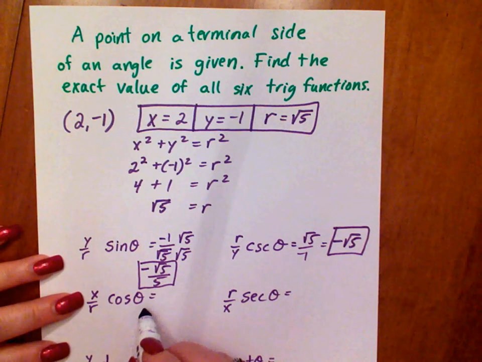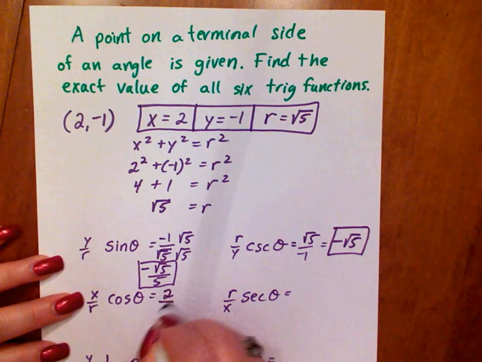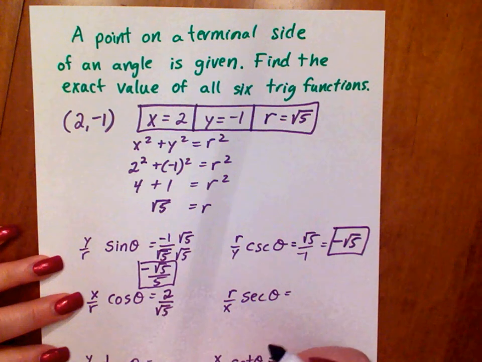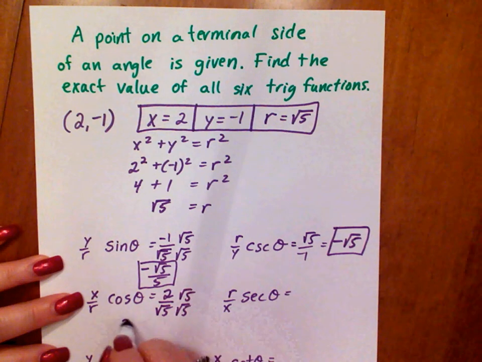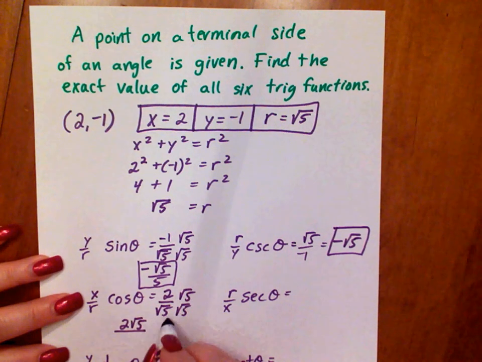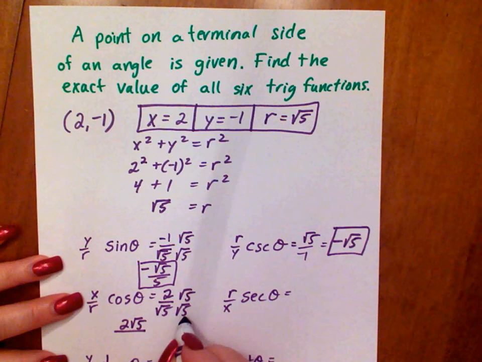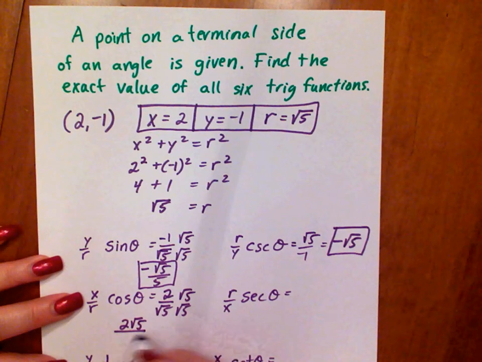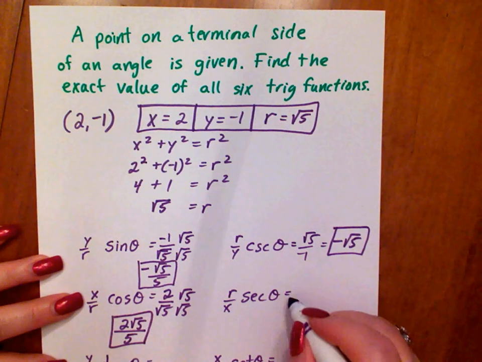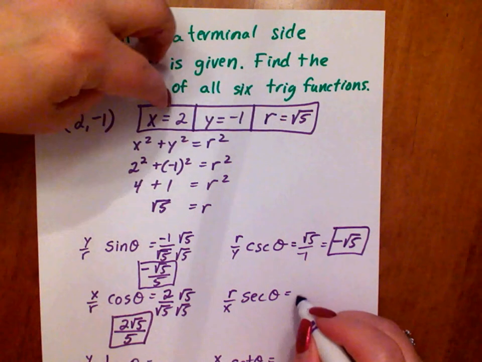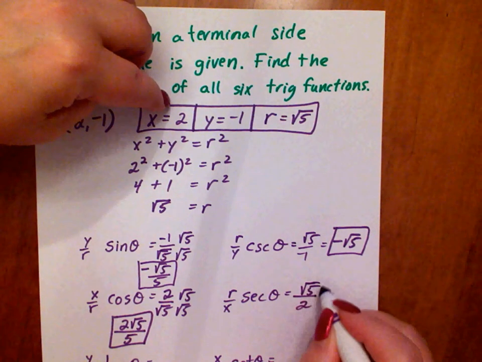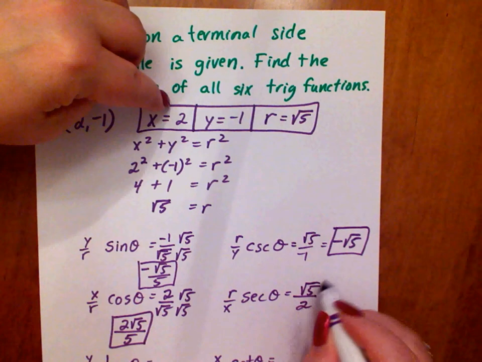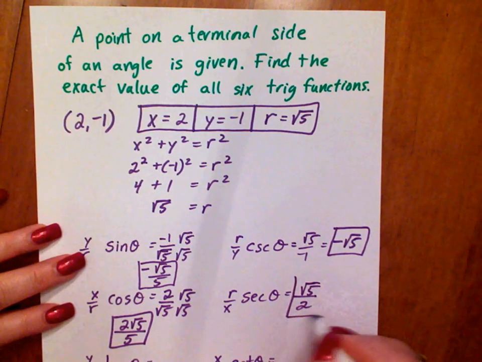Cosine is x over r, which would be 2 over the square root of 5. Once again, I'd have to rationalize the denominator. So this would be 2 root 5 over, remember square root of 5 times square root of 5 is square root of 25, and the square root of 25 is indeed 5. So that would be the answer for cosine of theta. Secant, remember, is r over x, so it would just be square root of 5 over 2. Since the radical is in the numerator, you don't have to rationalize there. That would be your answer to that one.